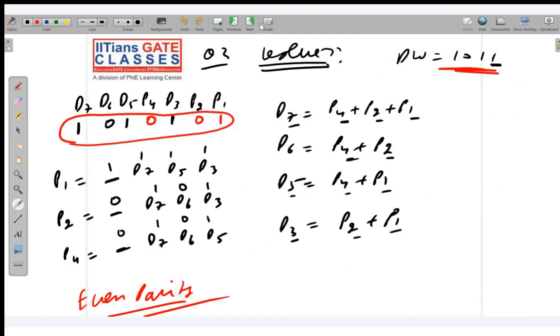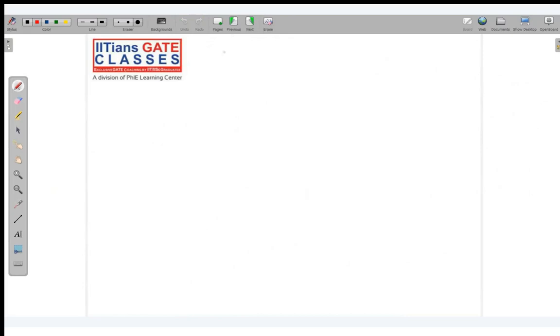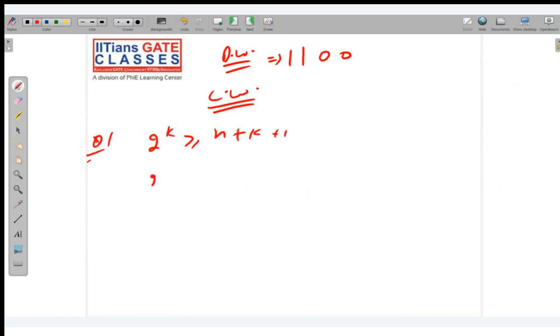Okay. So now, for example, let me take a data word of length 4 only. Say 1100. If this is the data word, find the code word. So try to answer the questions. Question number 1 was how many? So for how many, 2 power k is greater than or equal to n plus k plus 1. So 2 power k is greater than or equal to 4 plus k plus 1. Data word is of length 4, so k comes out to be 3.